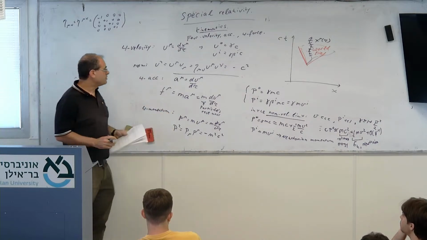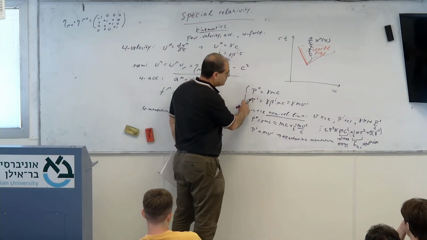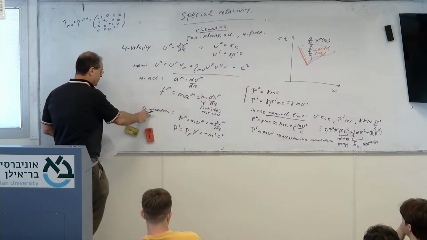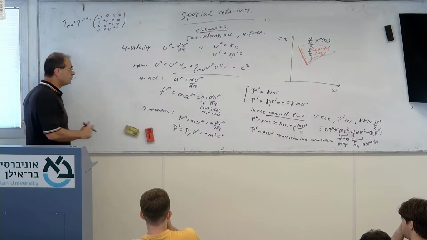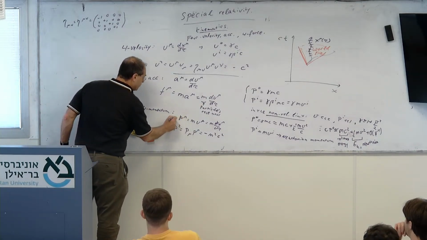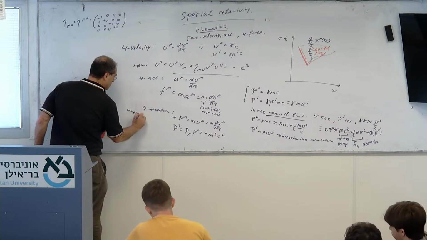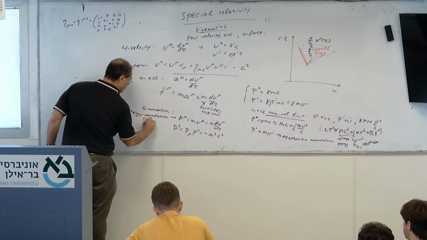Now, because this term cp^0 is an energy term, and this is a momentum term, this 4-vector is not called only 4-momentum, but it's also called the energy-momentum 4-vector. P^μ, the other name of P^μ is the energy-momentum 4-vector.